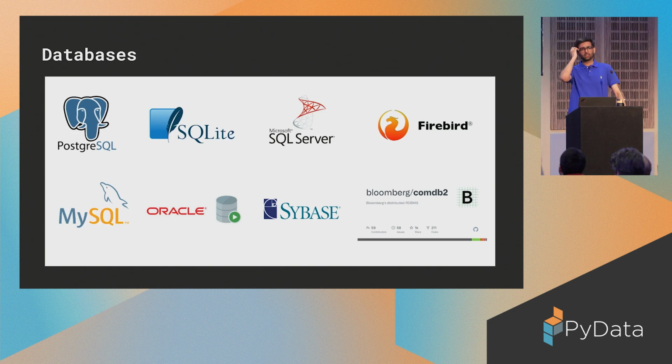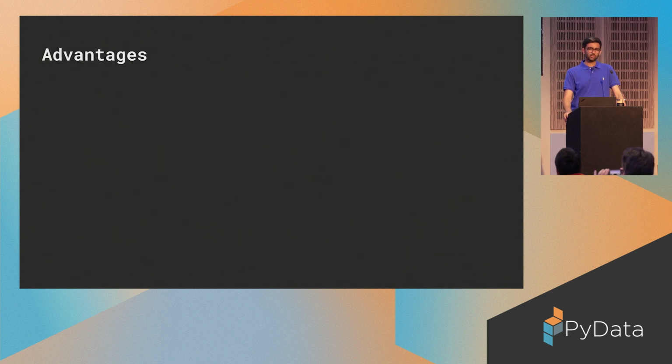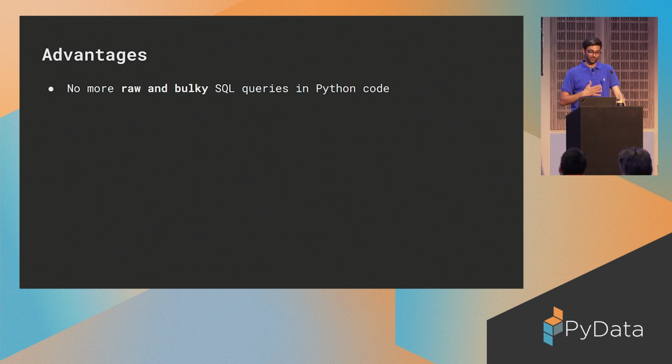SQLAlchemy supports almost all major databases, including PostgreSQL, SQLite, and Bloomberg's ComDB2 as well, which is a relational and distributed database system. Let's talk about a few advantages of it. First and foremost, this is my favorite one. There are no more raw and bulky SQL queries in your code.